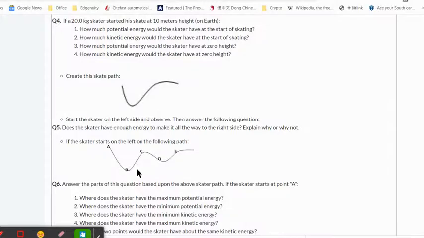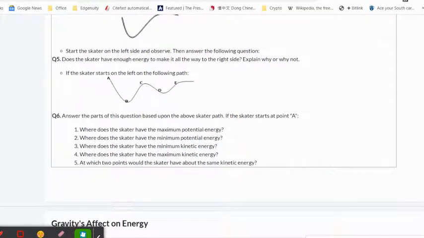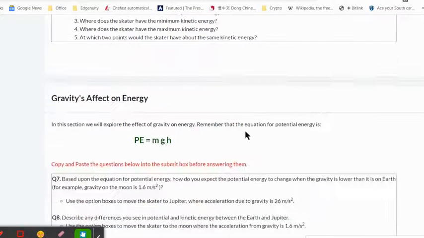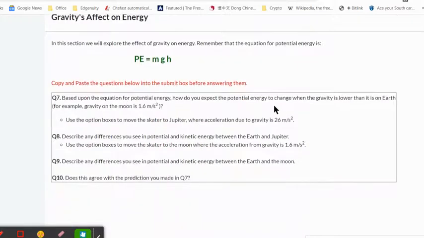Left on the following path. You don't have to recreate this one. From answering the questions before, you should be able to answer this. It's not asking you to actually calculate it. Just so you have points A, B, C, D, and E, it's asking you to give those letters. Potential energy, this doesn't require.